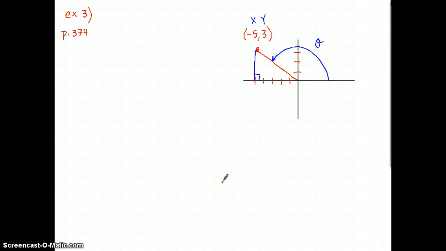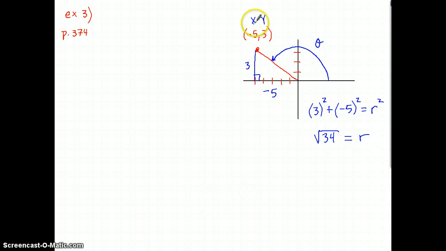Any ideas? I drew a right triangle there. We know that this side here is -5, this side here is 3. So what can we do to find out what the r is? Pythagorean theorem. The Pythagorean theorem says that 3 squared plus -5 squared is going to give us r squared. So we know that 9 plus 25 is 34. That's equal to r squared. If we take the square root of both sides, that gives us r.